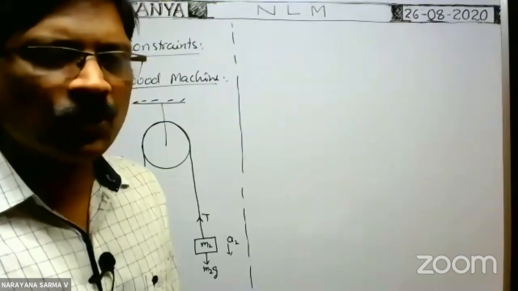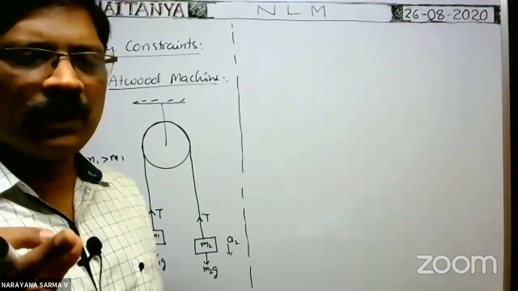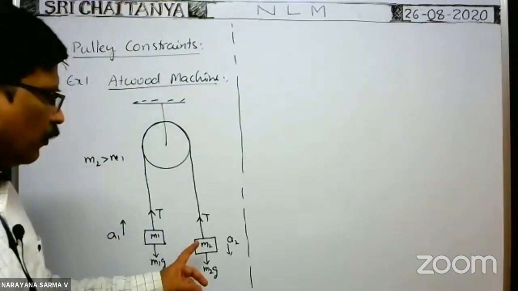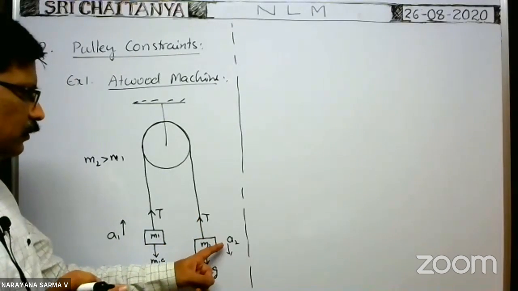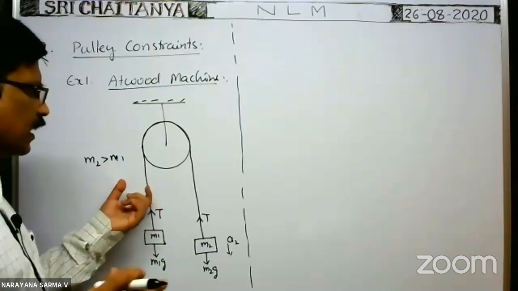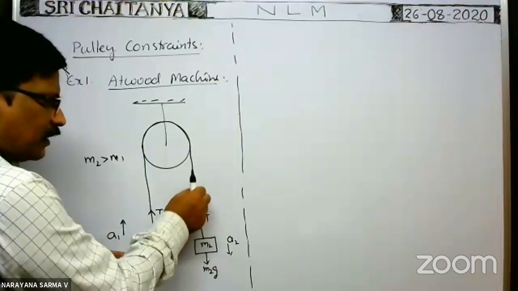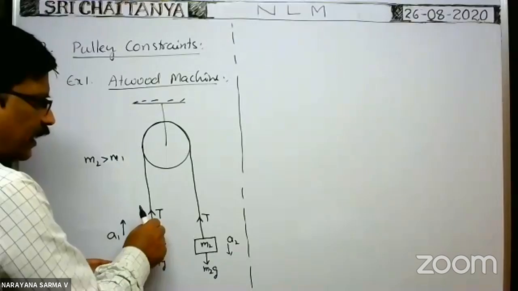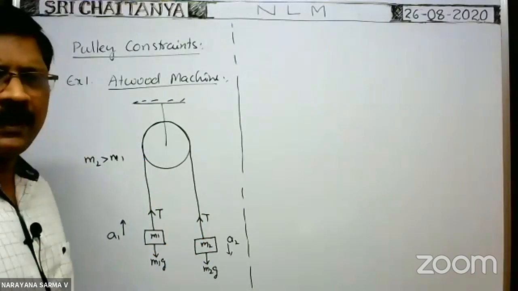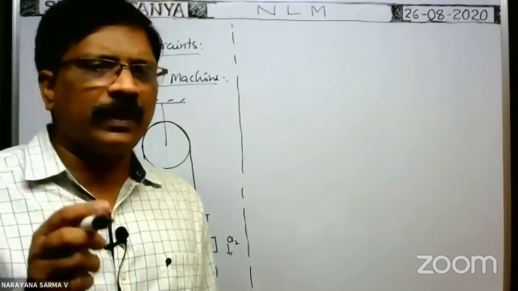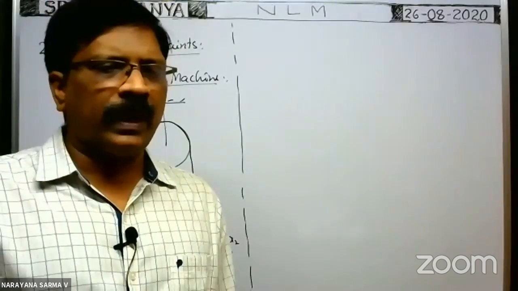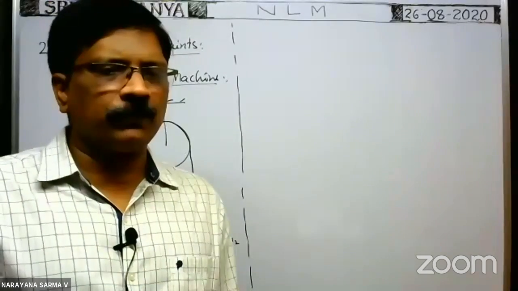No, Vishnu, accelerations are equal in magnitude. Whenever this block comes down with acceleration A2, this block rises up with the same acceleration because this is totally the same string. With what acceleration this string comes down in this direction, it rises in this direction. That's why accelerations are the same in magnitude, Vishnu.